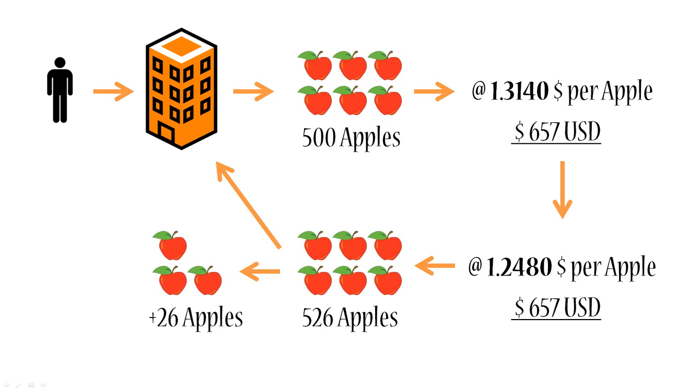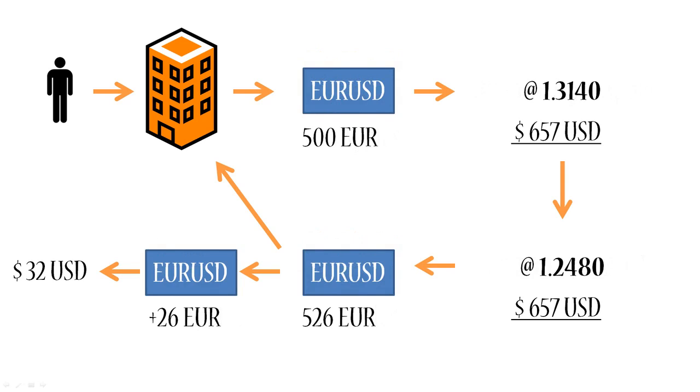And now what you do with these 26 apples is you convert them back into US dollars at the exchange rate at the time. And that basically means that now you have a profit of 32 US dollars. Now, if we replace apples with euros as we did previously, you will see that nothing changes. This whole scheme works also for euros just as it did for apples.